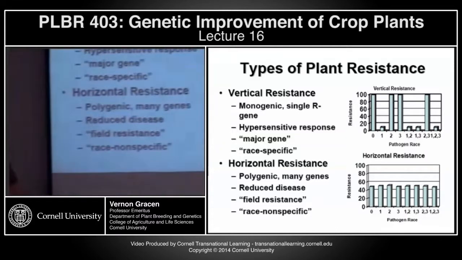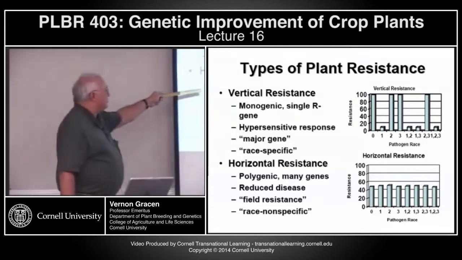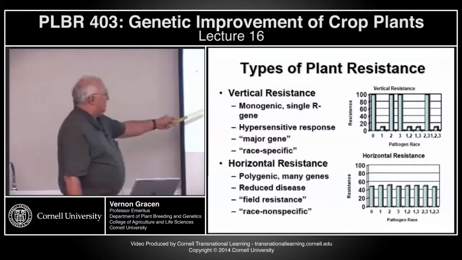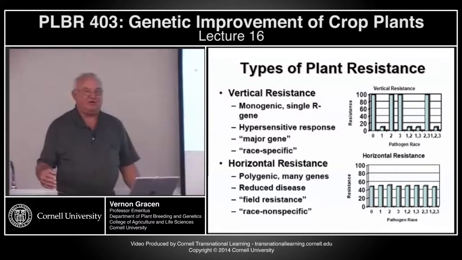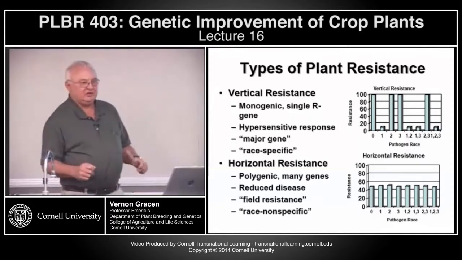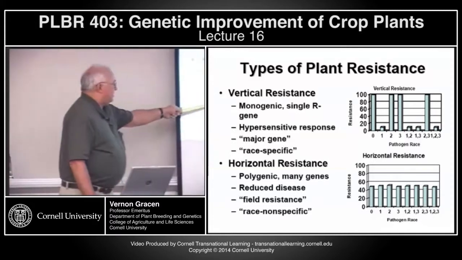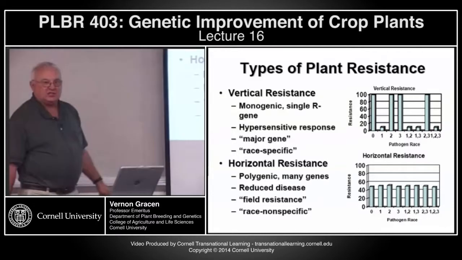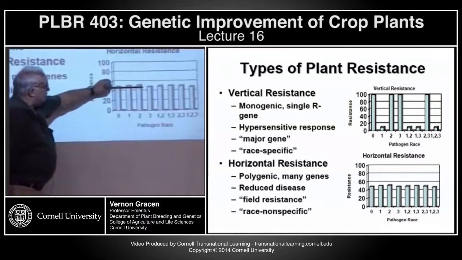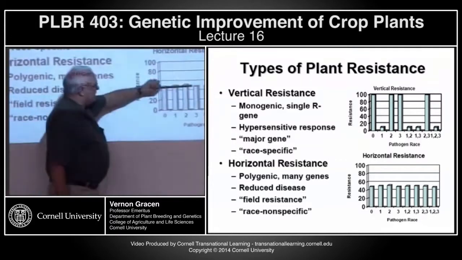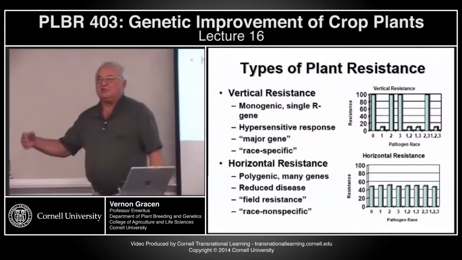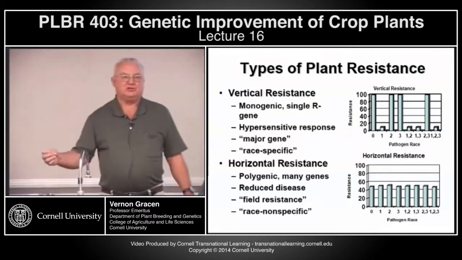To show you what that means, if you had different pathogen races and you were dealing with vertical resistance, then you would get total resistance to some of those races and no resistance to others. Whereas horizontal resistance is polygenically inherited, it just reduces the level of disease and usually reduces the spread of the disease, the developmental time. It's called field resistant and it's race non-specific. So if you had horizontal resistance, you wouldn't be absolutely resistant to any of the pathogen races, but you would have a moderate level of resistance to all of the pathogen races.